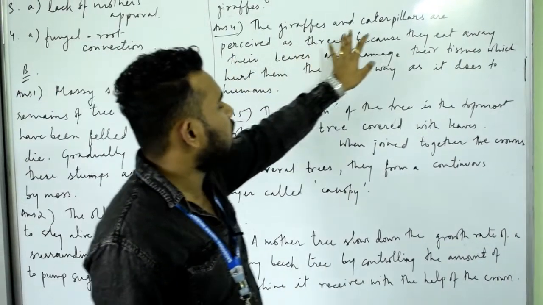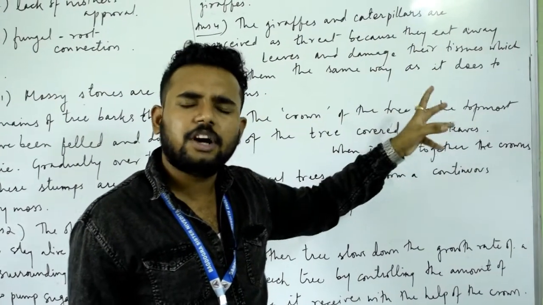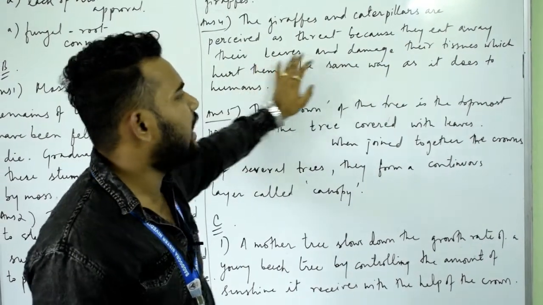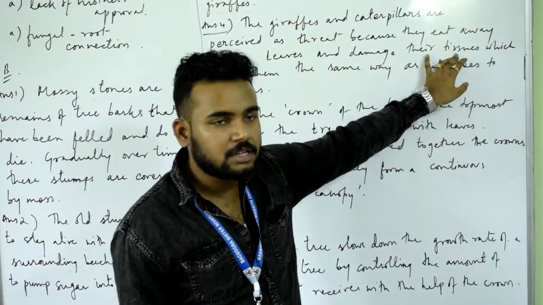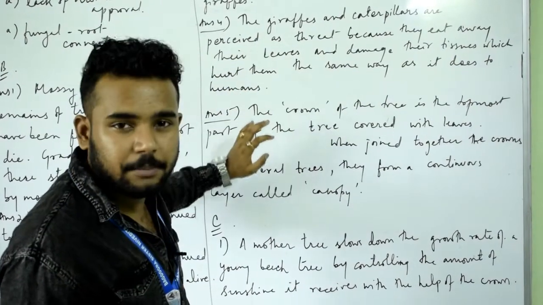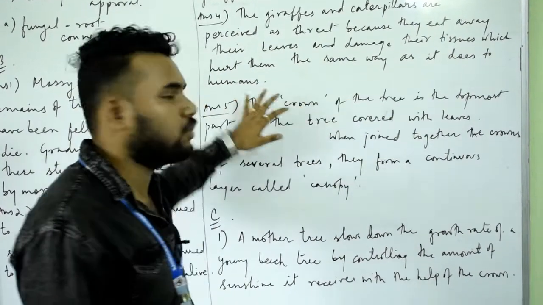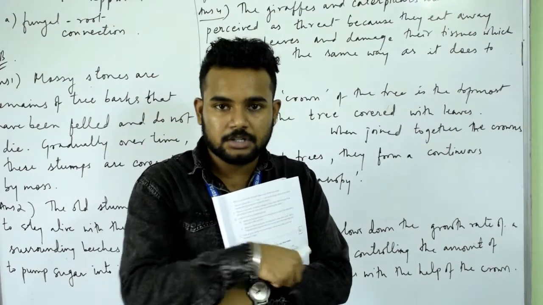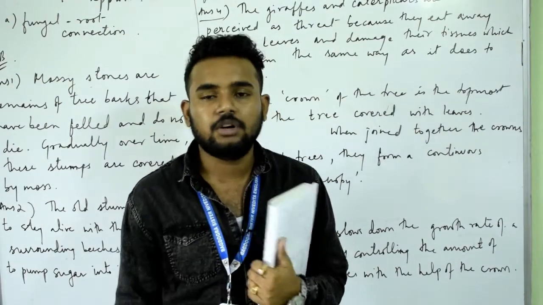The giraffes and caterpillars को threat क्यों माने? Why should we consider them a threat for the trees? Because they eat away their leaves and damage the tissues of the trees, which hurts them. The same way as it does to humans. If somebody comes and starts pinching your skin, you feel hurt, don't you?